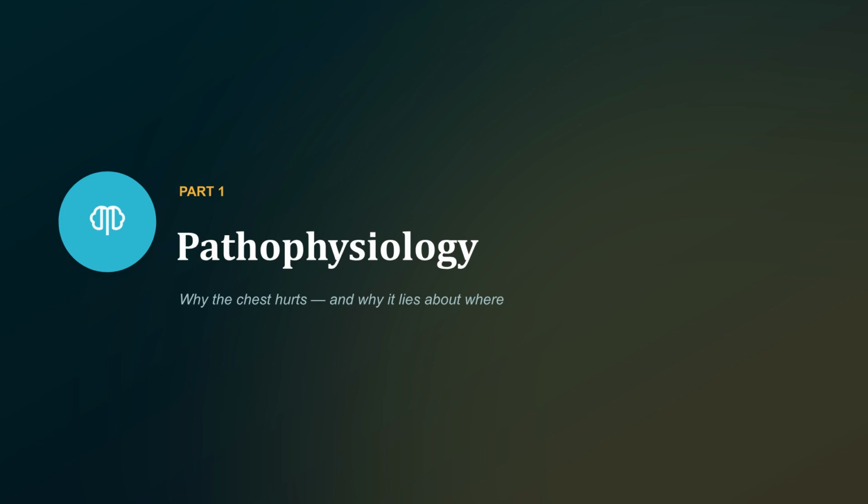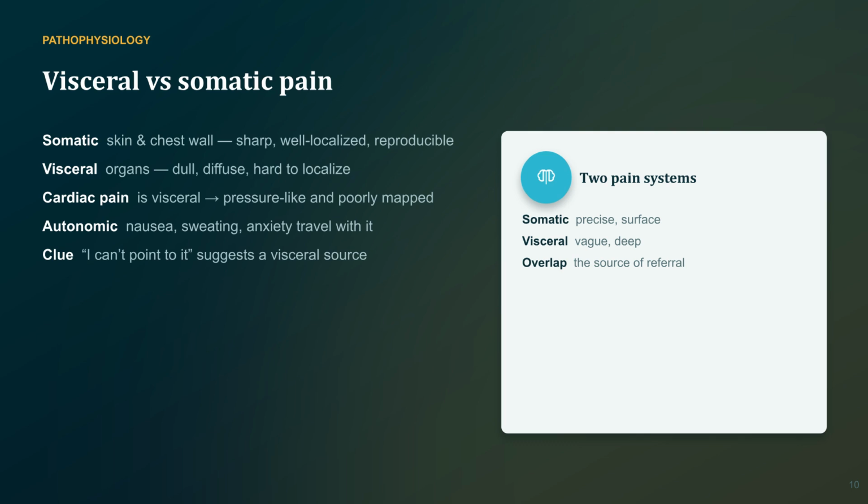Understanding the mechanisms of how the body experiences pain is essential for interpreting the clinical signs we see at the bedside. We will focus on why the chest hurts and how this pain is sometimes mislocalized. Pain is generally categorized as somatic or visceral. Somatic pain is sharp and localized, while visceral pain, like cardiac pain, is dull, diffuse, and poorly mapped.